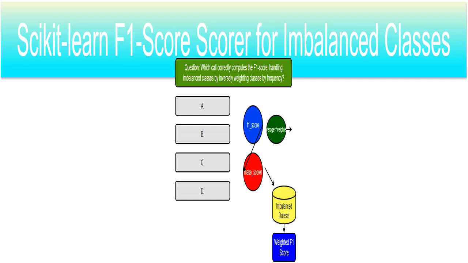I am trying to create a scorer using the make_scorer function from Scikit-learn. This will help me in calculating the F1 score and handling imbalanced classes effectively for my classification model using a weighted average. This will help me in model selection, ensuring a more robust evaluation process. It's all about choosing the right tool for the job.